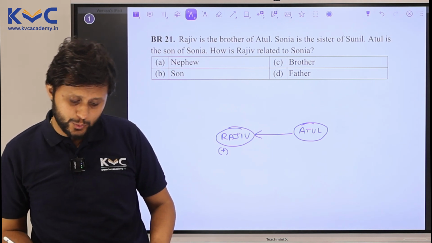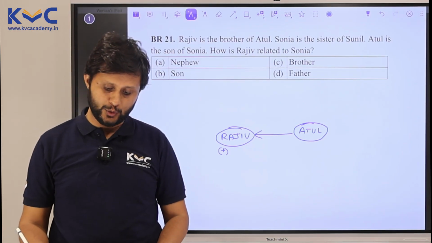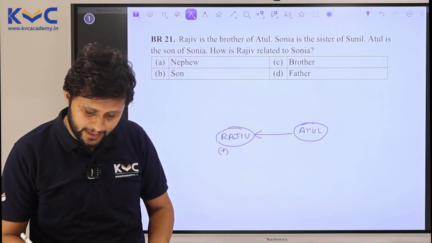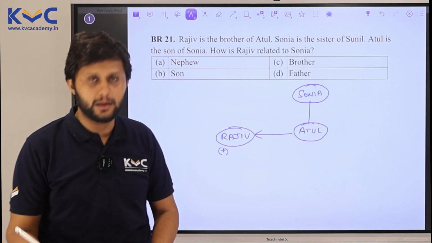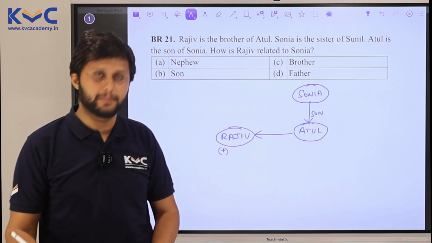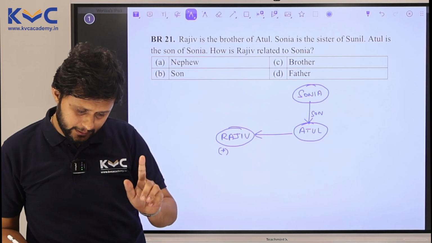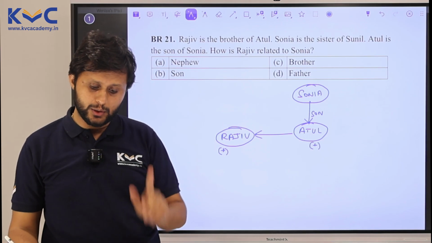Sonia is sister of Sunil. Sonia and Sunil so far have not come, okay? Atul is son of Sonia. Atul is there, who is son of Sonia. Sonia is over here then. Correct? Son. Atul is son. Okay. And so Atul is male. Okay, son, right? Okay. How is Raju related to Sonia?